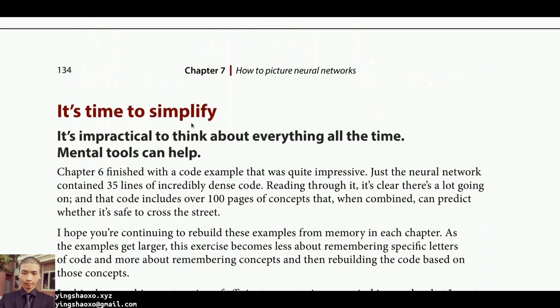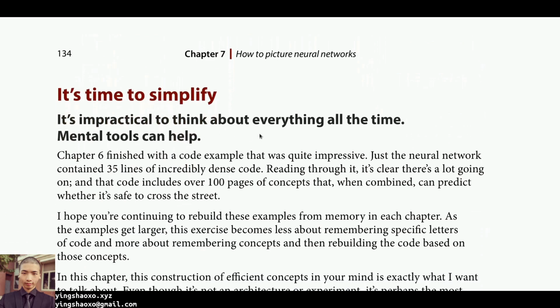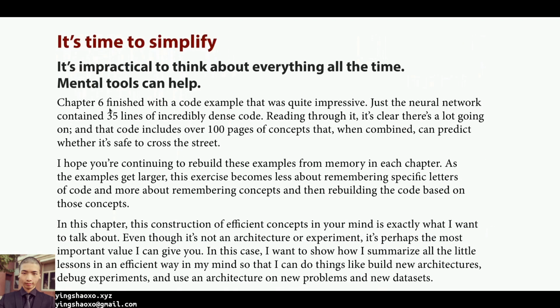It's time to simplify. It's impractical to think about everything all the time. Mental tools can help. Chapter 6 finished with a code example that was quite impressive. Just the neural network contained 5 lines of incredibly dense code. Reading through it, it's clear there's a lot going on, and that code includes over 100 pages of concepts that, when combined, can predict whether it's safe to cross the street.